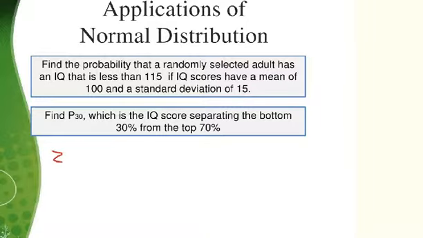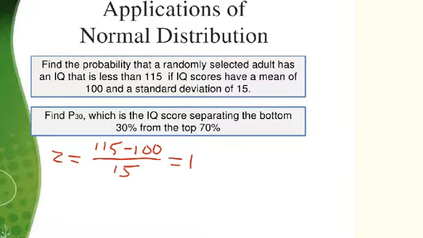So we'll use our formula for the z-score and take 115 minus the mean, which is 100, and then divide that by our standard deviation. Of course, this comes out to be 15 over 15, so I know the z-score is 1. So now we'll look up the z-score of 1 on our table.